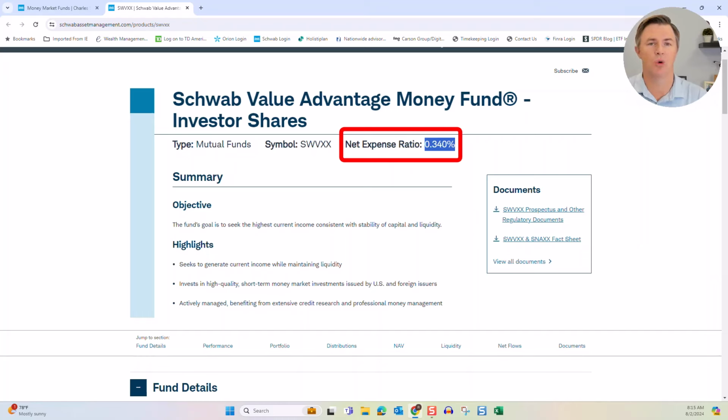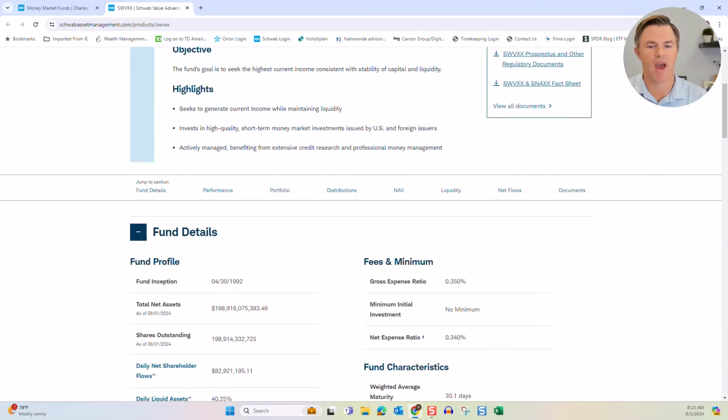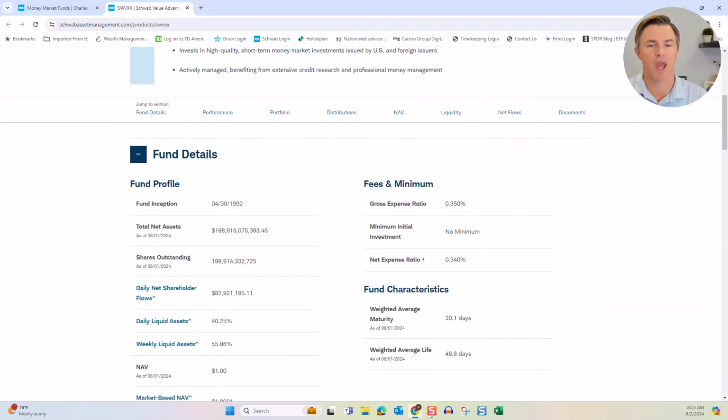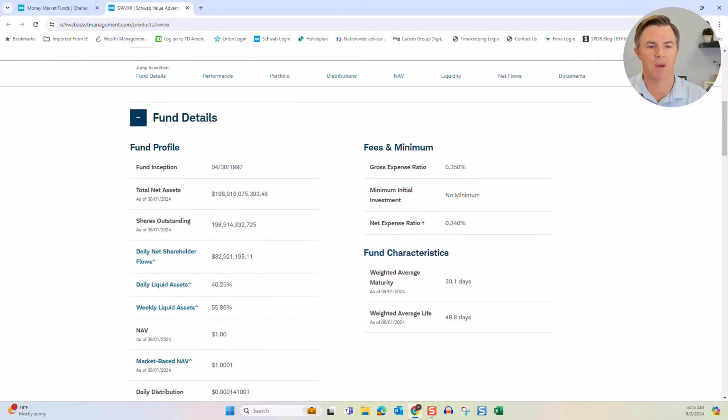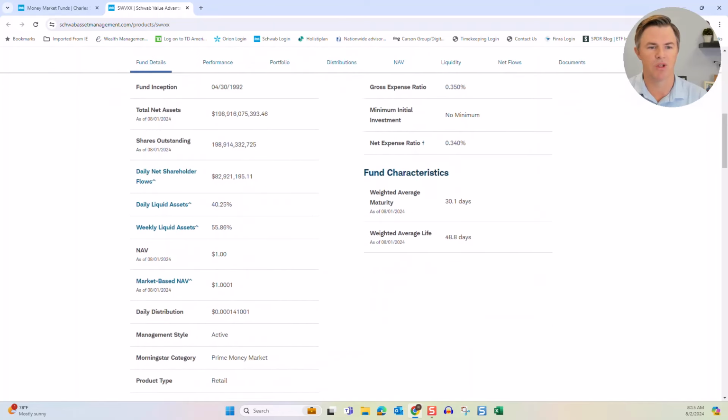Let's just assume for the next year, nothing changed in that fund. It paid 5.14%. Then you need to reduce that yield by 0.34% to come up with what your net return would be, because you're going to be paying that net expense ratio. You don't actually see that expense being paid. It's taken out of the fund on a daily basis, but that is actually reducing your return.